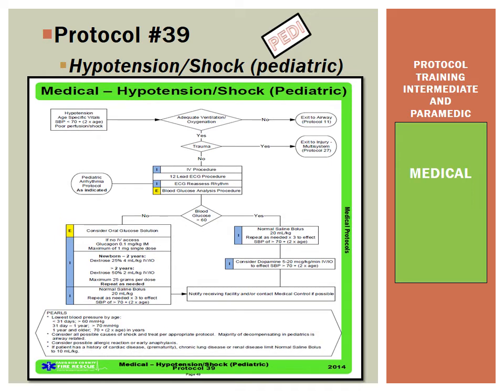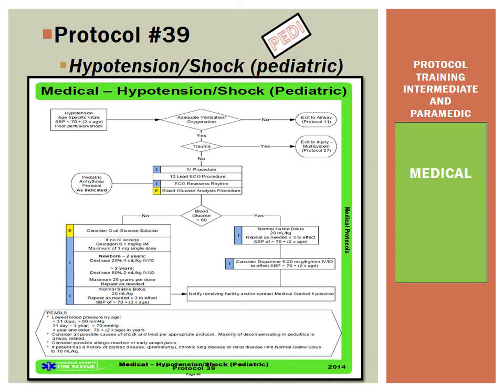Protocol 39 is a hypotension shock pediatric protocol. And the first thing we're going to look at is our adequate ventilations and oxygenation, but we need to make sure that our patient is actually hypotensive. So for age-specific vitals, we get that by the systolic blood pressure less than 70 plus 2 times the age equals poor perfusion and shock. So 70 plus 2 times the age, if the systolic is less than that number, we have a pediatric patient with poor perfusion. We're going to look at our adequate ventilations and oxygenation.